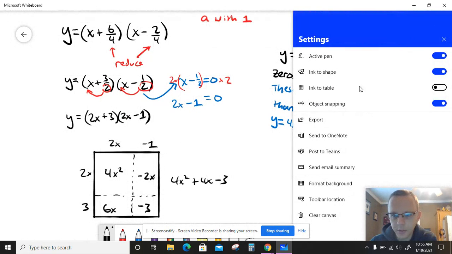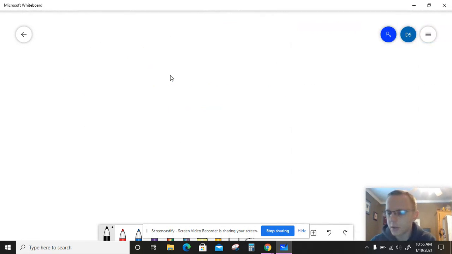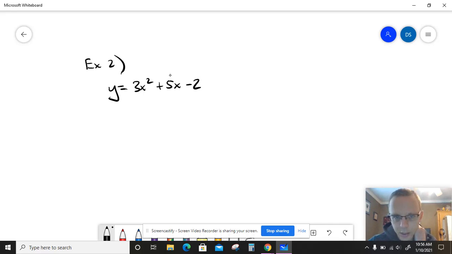All right, let's do another example. Clear out of here. So example 2. Let's factor y equals 3x squared plus 5x minus 2. Let's remember what we do. We're going to make a separate function. We get rid of that 3. We keep our 5x in the middle, and then this is going to become negative 2 times 3, which is negative 6.